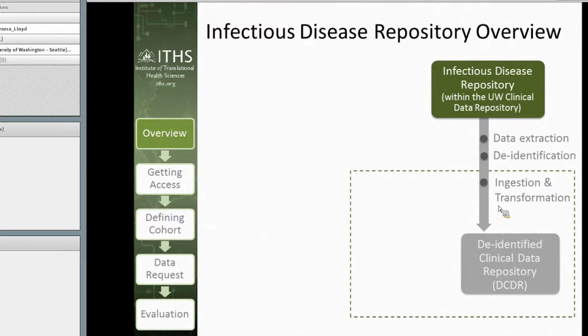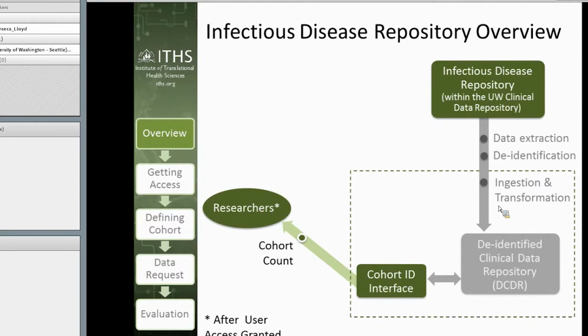All you need to do is just do that form that you signed yesterday or this morning, that you were not going to use it for bad purposes. And in front of that sits the Cohort ID Interface, which is a web-based interface that you can access anywhere, which is where you will be doing your query. If you're a researcher with the Access Grant, which all of you right now should have, you will get a cohort count after playing with the interface to define what you'd like.